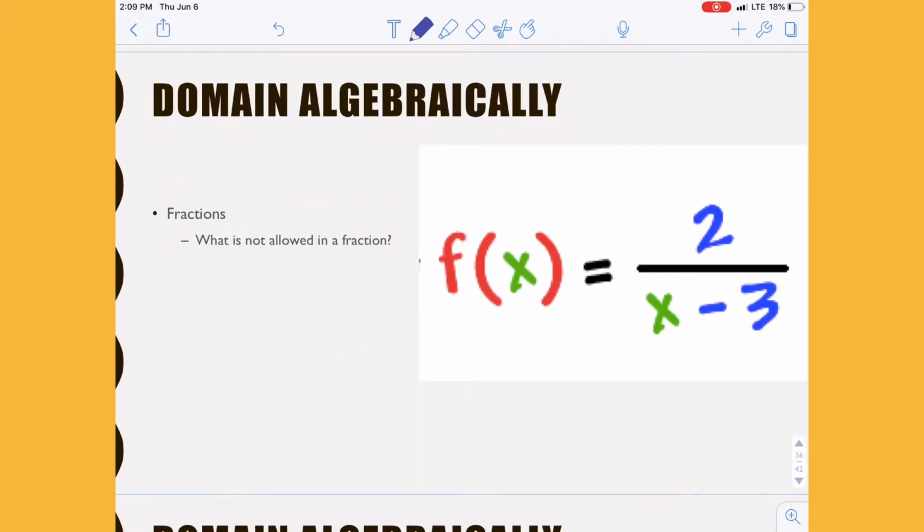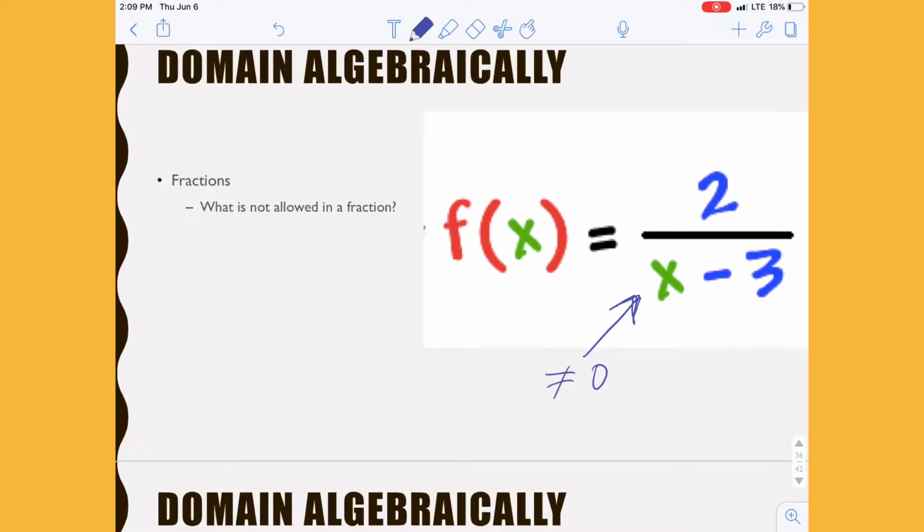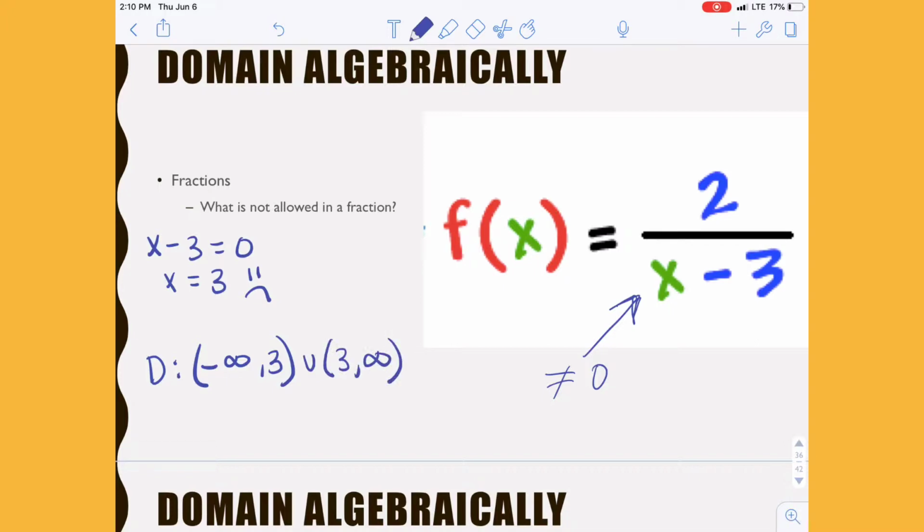When I look at a fraction and I think about what's not allowed in a fraction, I know that my denominator is not allowed to equal 0. Any other number is fine. Radicals, fractions, decimals, any value I want to plug in for that x is totally okay. But if there's a number in there that makes that denominator equal 0, that's going to cause an issue. So what I'm going to want to do is figure out what number is bad. So I'm going to set the denominator equal to 0 and solve, and I get 3. That is a bad value. Therefore, my domain is all the numbers except 3. Notice I'm not including 3, but everything else is allowed.